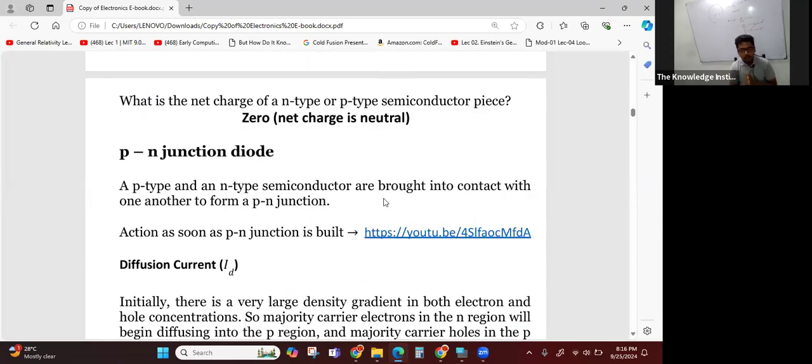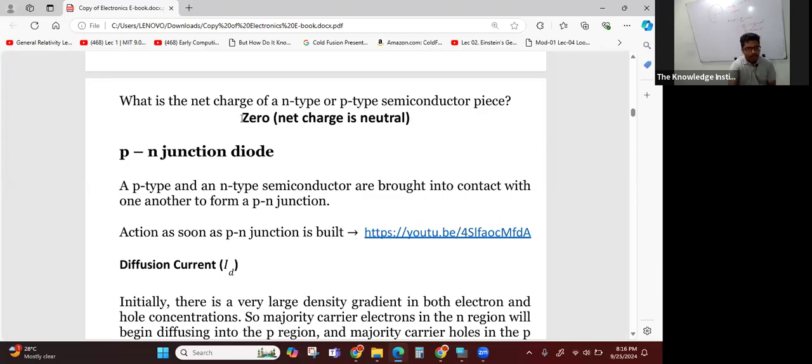So whether it's an n-type semiconductor, a p-type semiconductor, or an intrinsic semiconductor, the total charge will be 0. The net charge is 0, or we can say the crystal is neutral.